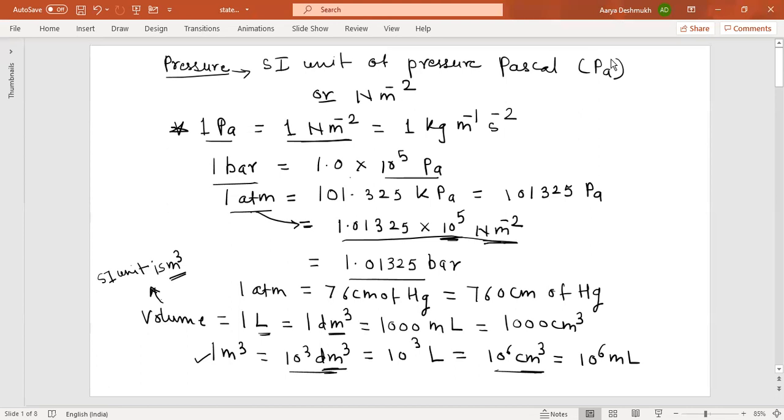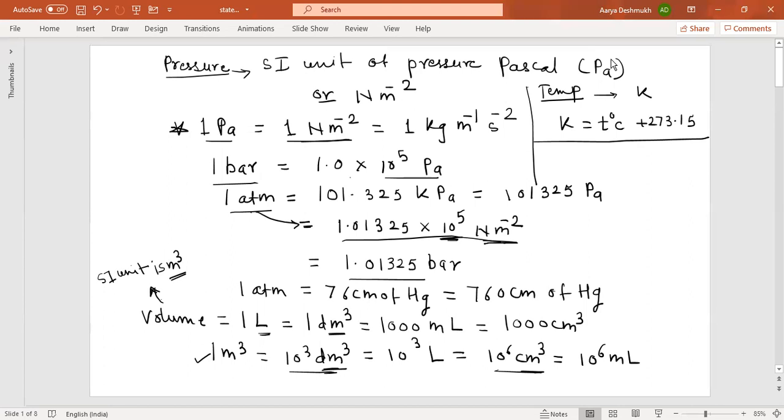Now the next thing, temperature. It's very simple. You know this thing already. SI unit for temperature is Kelvin, denoted as K. K equals degrees Celsius plus 273.15. This is about temperature.